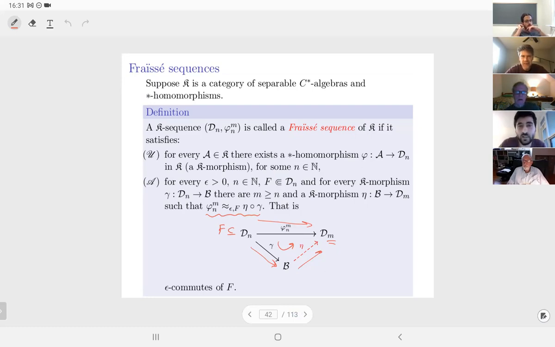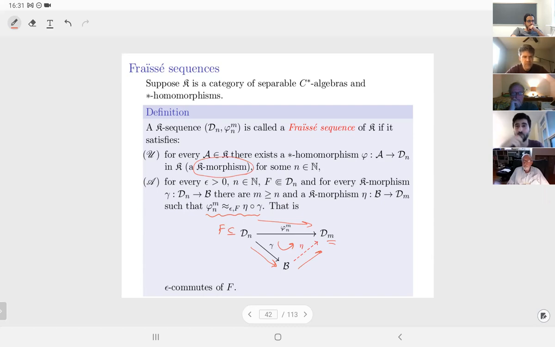Yes, my categories are going to be unital. If you allow zero maps, then your Fraïssé sequence could be just zeros. So it's not interesting. The Fraïssé limit would be basically zero. So the interesting part is when you allow the K morphisms to have some basic restrictions, and the most typical ones are for them to be embeddings or unital. In those cases, you get something non-trivial. So yes, if you allow zero to be part of your K morphisms, then you get nothing.